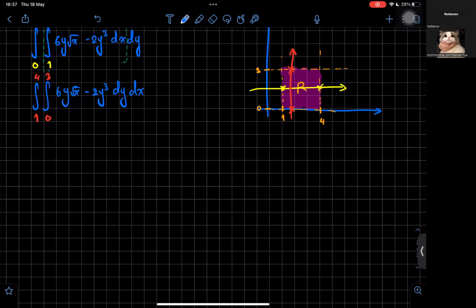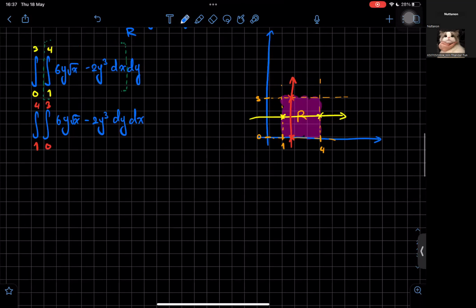Maybe I will do the first one. So the integral from 0 to 3, from 1 to 4, of xy square root x minus 2y cubed dx dy. And you can try to do the other one yourself and check whether we get the same answer or not.